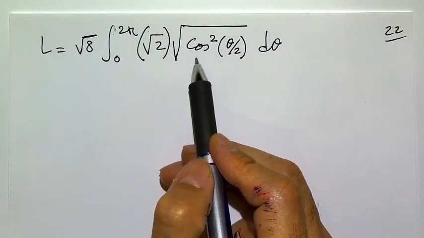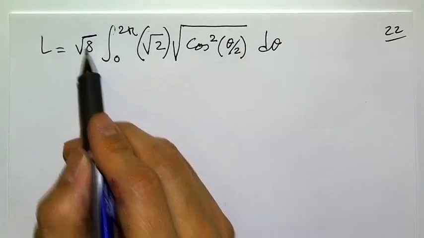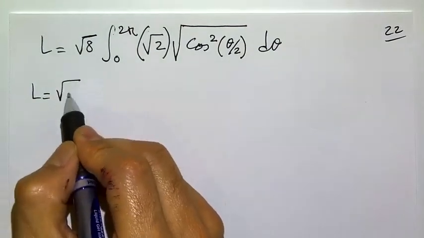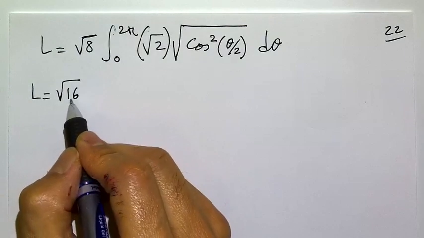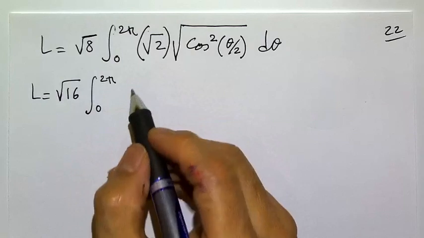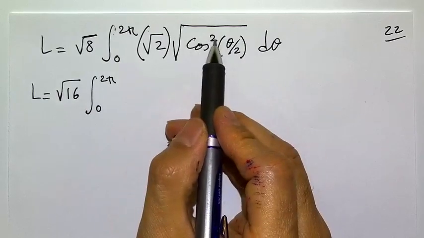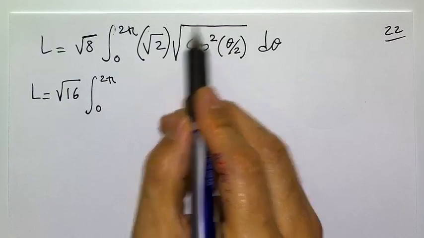And this is one such occasion. Okay, so now I'm going to multiply this by that. What do we get? We get square root of 16. This, of course, will be 4 eventually, right? 0 to 2 pi.